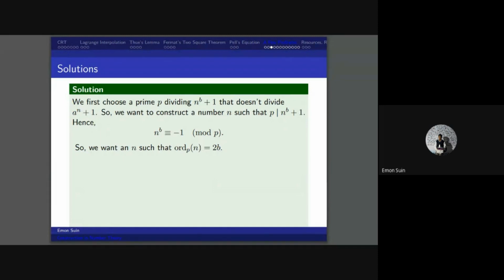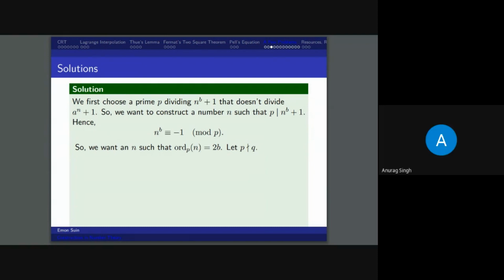So here, if we square both sides, then we'll have that the order of n with respect to p is 2b. That is the first thing. Next, let p not divide some integer q. So what can we write from here? We use Fermat's little theorem. What did Fermat's little theorem state? It stated something like this, right? That q to the p minus 1 is congruent to 1 mod p if p does not divide q.